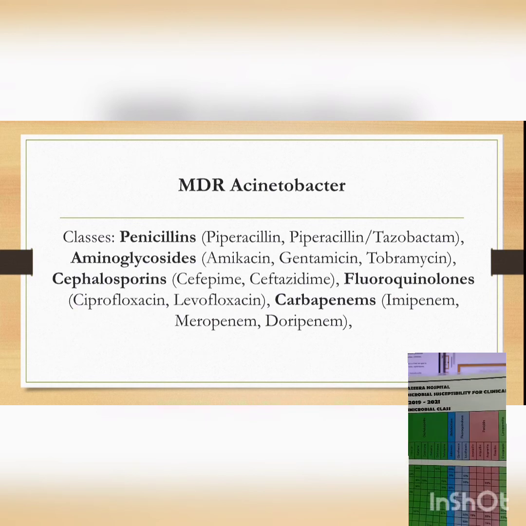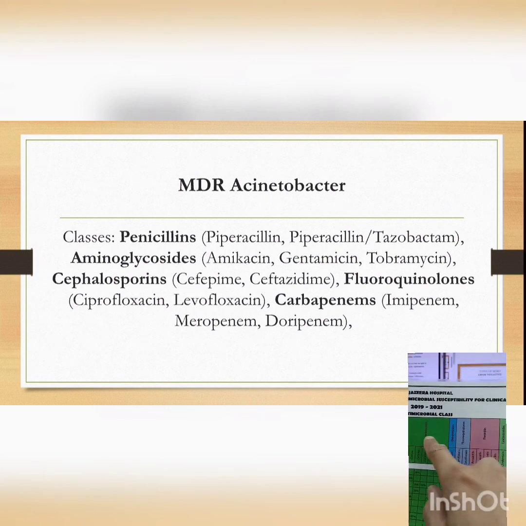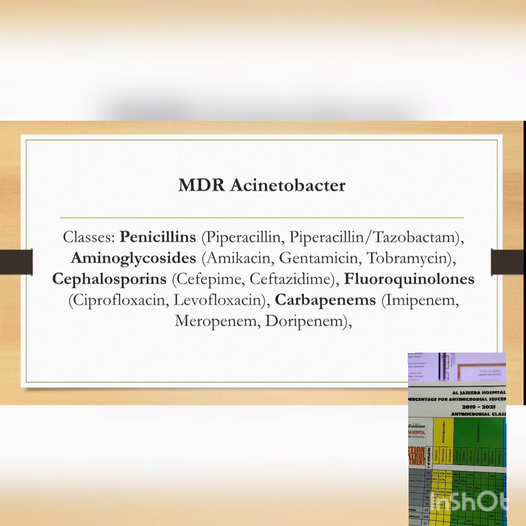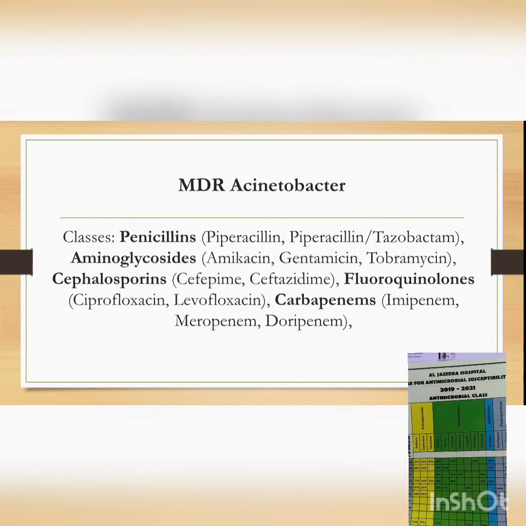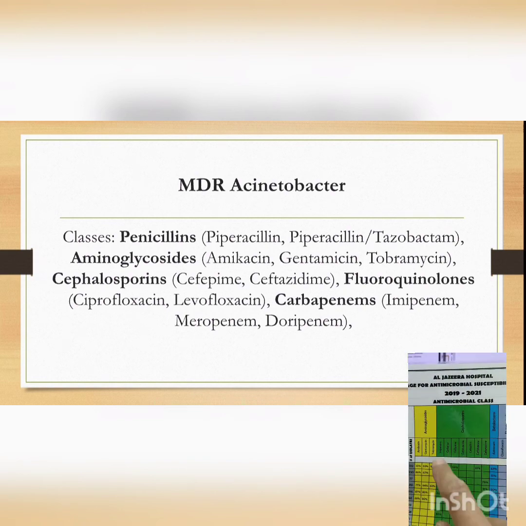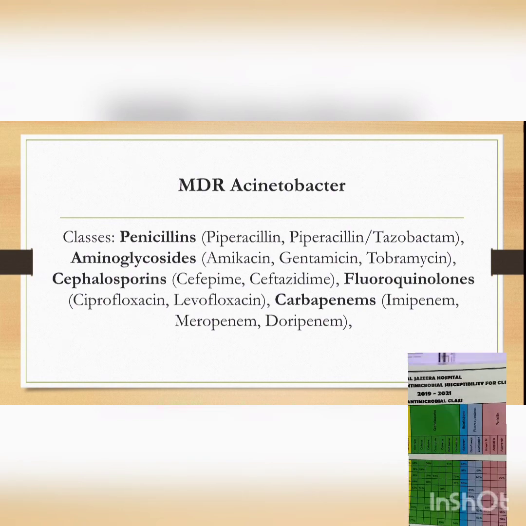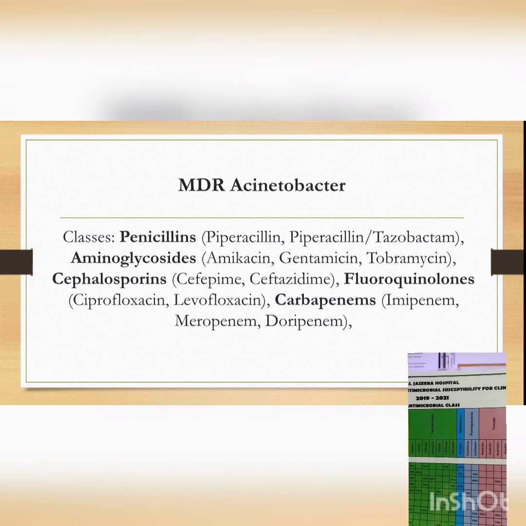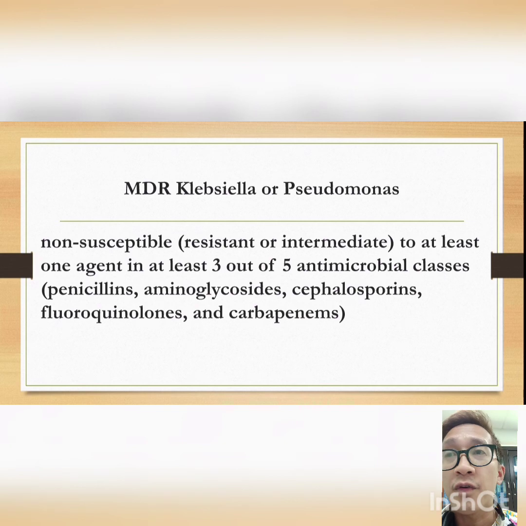Okay? These are the classes of antibiotics, the ones on top, and these are the antibiotics under these antimicrobial classes. Just 3 out of the 6 antimicrobial classes, then you can consider that one as multi-drug resistant Acinetobacter. Next, we also have your MDR Klebsiella or Pseudomonas.